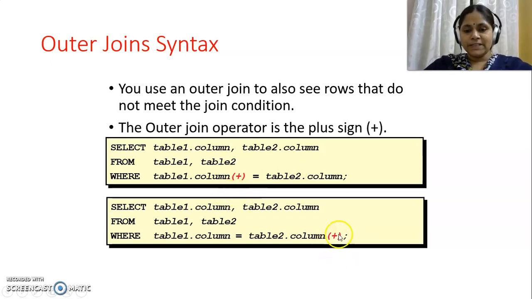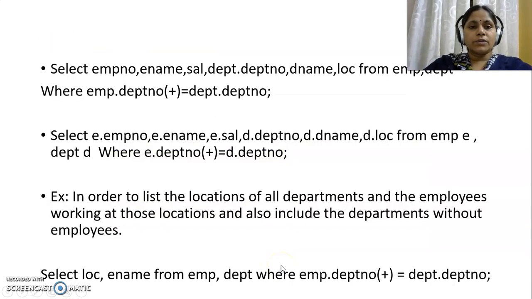If we put the plus sign on the right side, then all the matching column values in table 1 and table 2 will be displayed. In addition, every value of table 2 will be displayed. This is how outer join works. We can see an example also here, how we use the plus symbol on the left side and also the plus symbol for the department number. Of course, we can use the plus symbol here also. And this is another example.